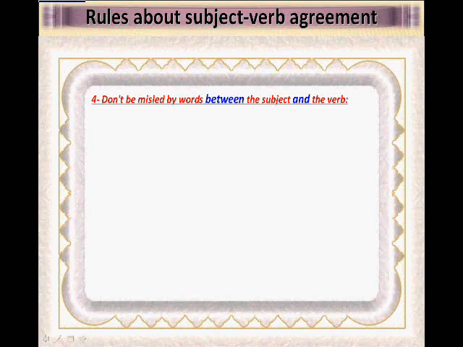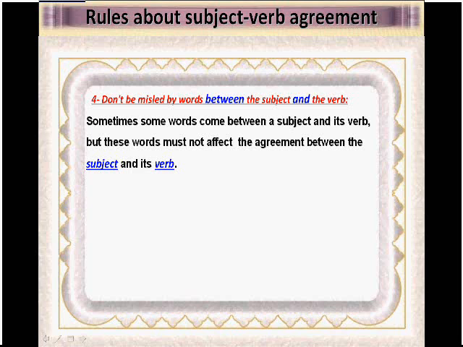So again, it says here, don't be misled by words between the subject and the verb, because sometimes this happens for some of the students. They just find some words in the middle, and so they can't find the subject, and they can't distinguish the subject from other words, okay? So you have to be careful and look for the subject in the sentence, and don't be misled with other verbs.